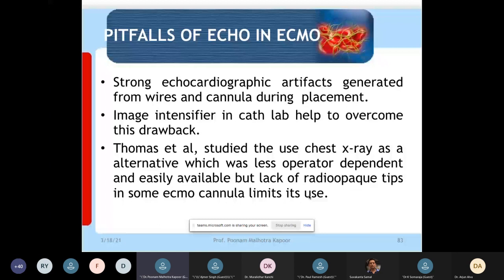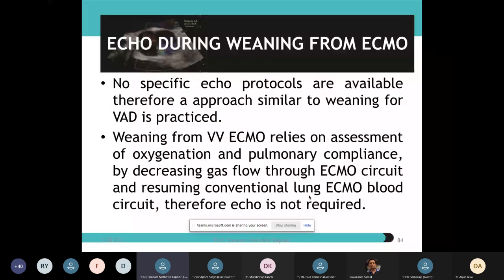of less than 55 millimeters. Strong echocardiographic artifacts may be generated from wires and cannulas, and image intensifiers in the cath labs may overcome this drawback. And a lot of chest x-rays can be correlated with echoes. A lot of studies are there. Echo protocols need to be maintained for every echo patient.